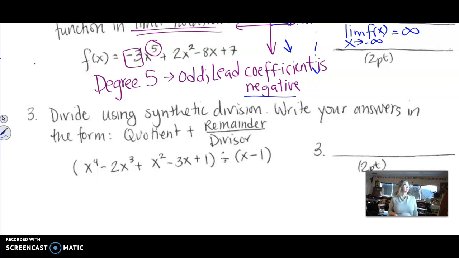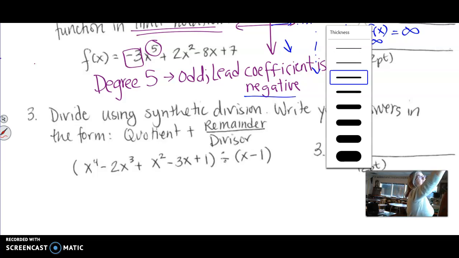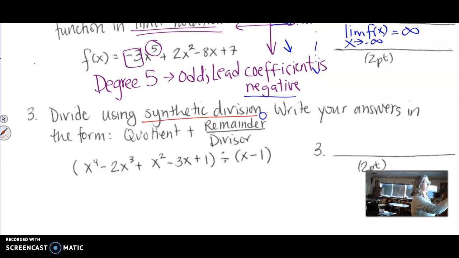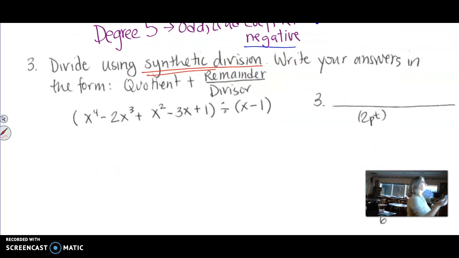So our next question, or the next step, is to divide using synthetic division, and we're going to write our answer in the same format: quotient plus remainder over divisor. Again, if you haven't watched the video on synthetic division, you should do that before you do this problem with me. So what we're going to put in this little box here is, we look at our divisor and decide what would make that equal to 0, and the answer is 1. So you're going to put a 1 in that little box.